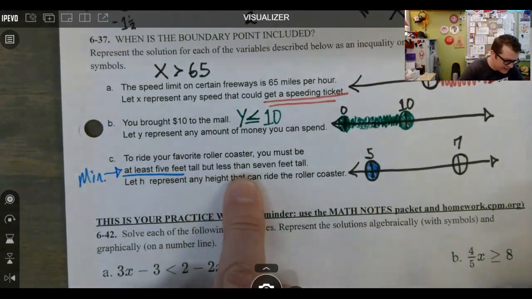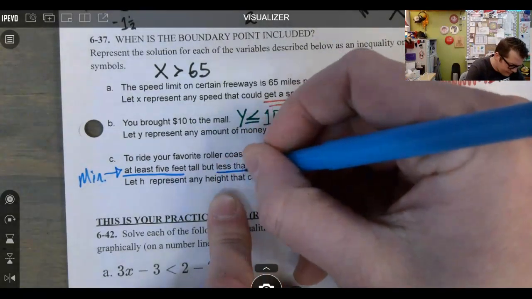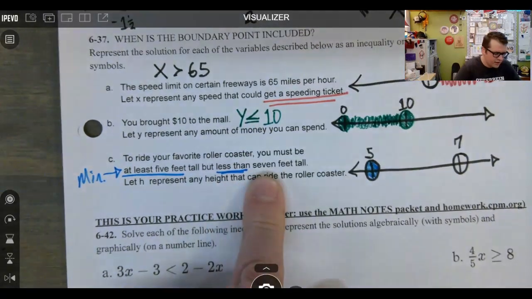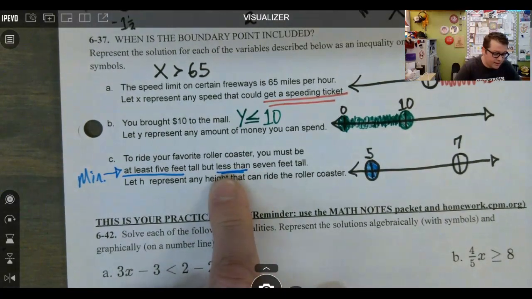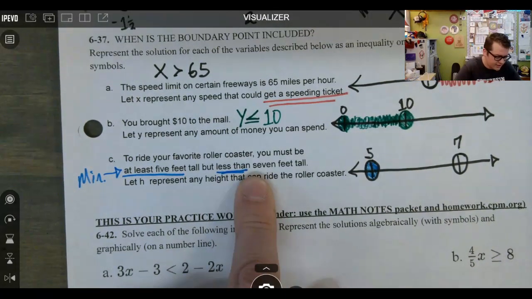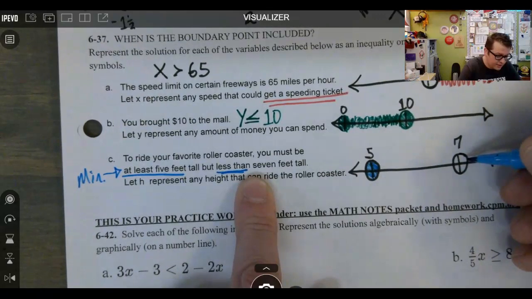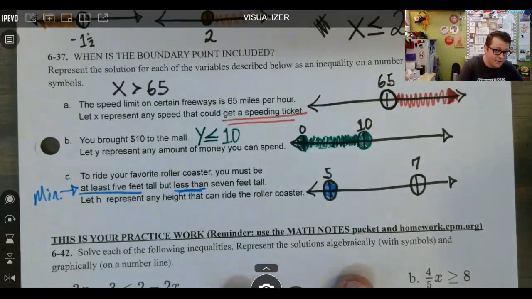But less than 7 feet, guys, less than means we cannot go up to 7. We have to be less than, not less than or equal to, but just less than. So we can't be 7 feet tall. Apparently they've done the math. They figured out that that would be dangerous.